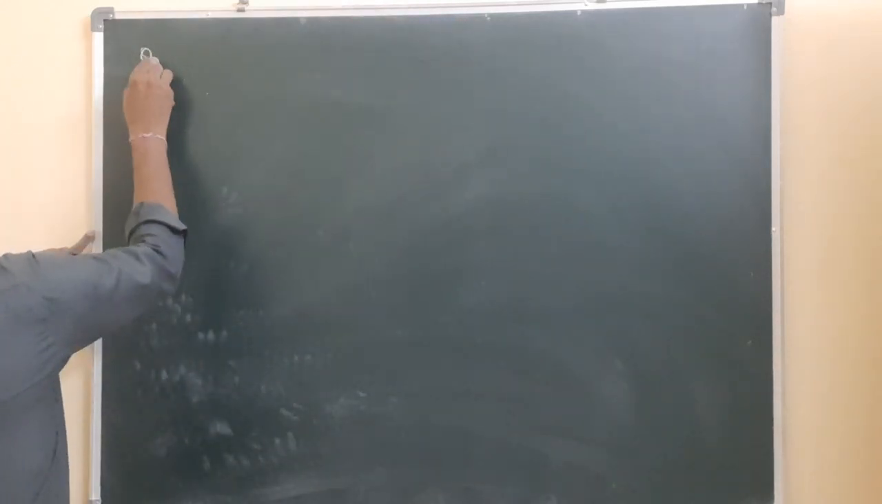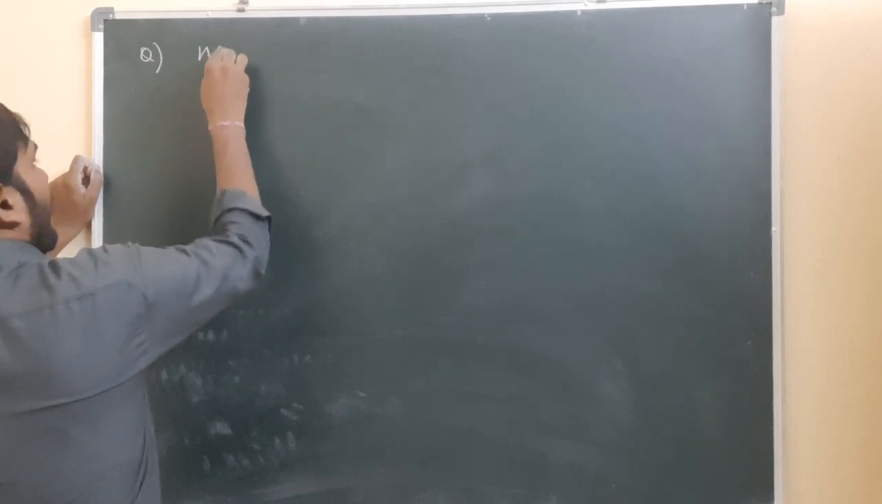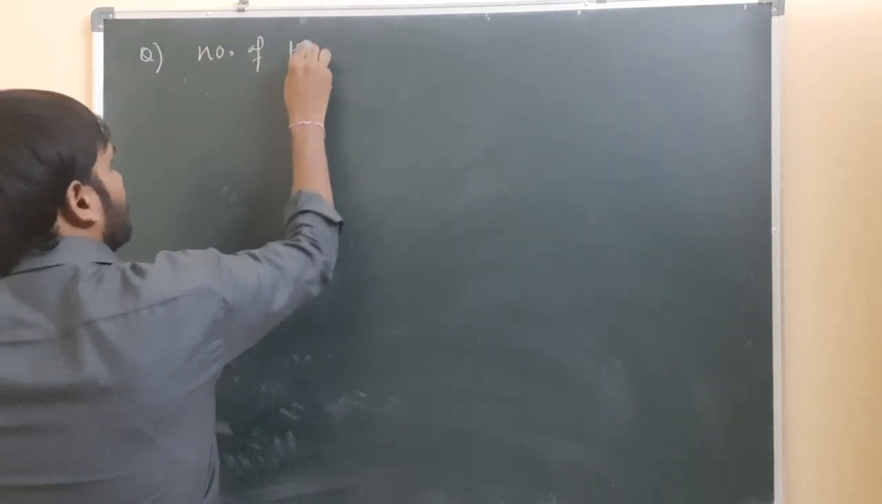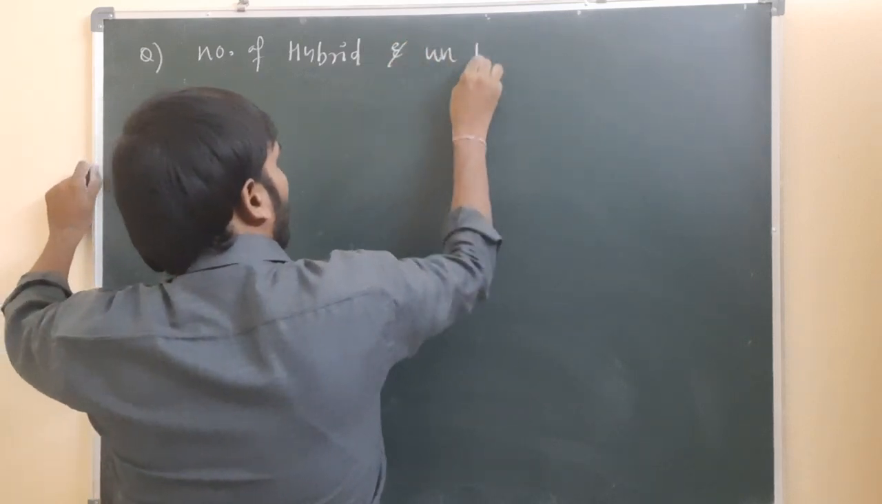Everyone follow the questions; these are very important for competitive exams. First question: number of hybrid and unhybrid orbitals in ethane. I am writing the question: number of hybrid and unhybrid orbitals.